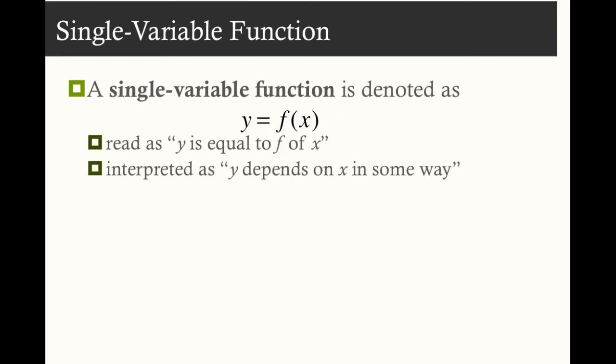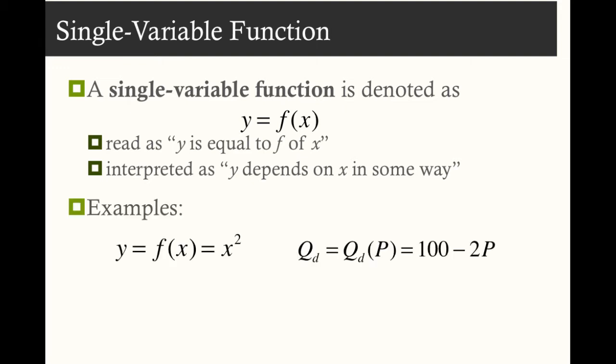A single variable function is denoted as y is equal to f of x. So we interpret a function like this as saying y depends on x in some way. For example, you may see it written out in long form. y is equal to f of x is equal to x squared, or quantity demanded is equal to quantity demanded of p, which equals 100 minus 2p.